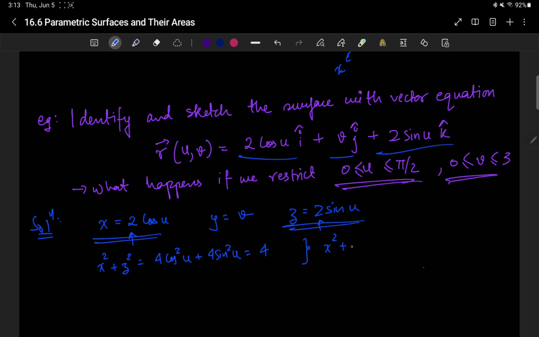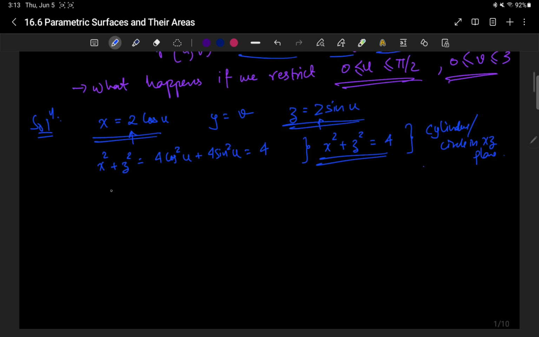So we get a relation, x squared plus z squared being equal to 4, which we know from our prior knowledge of 3-dimensional shapes is a circle in the xz plane. So what we have is a circle in the xz plane, which we know in 3 dimensions becomes a cylinder. So if I try to plot this out, I have x, y, z. So in the xz plane, I have already found a circle of radius 2. So this is (0, 0, 2), and this point would be (2, 0, 0).